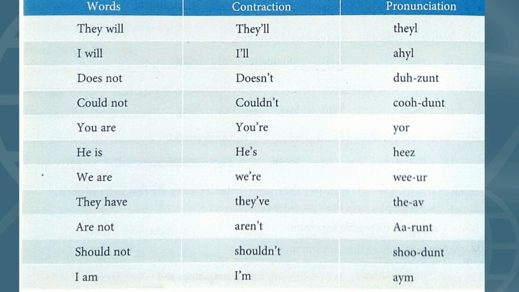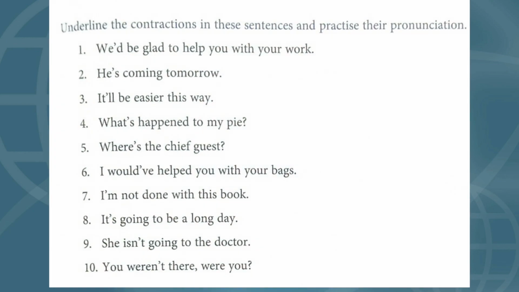Now we have only one more exercise. Let's complete it. We have to underline the contraction as well as practice the pronunciation. The first sentence: we would be glad; the contraction is we'd be. We'd be glad to help you with your work. Next, instead of he is coming tomorrow, the contraction is he's coming tomorrow. Next, it will be easier this way; instead of it will be, the contraction is it'll be. It'll be easier this way.